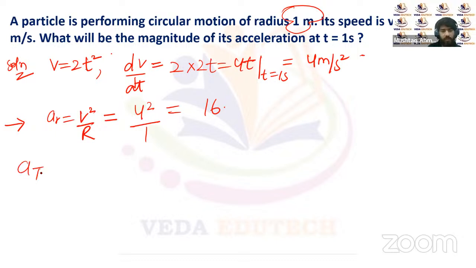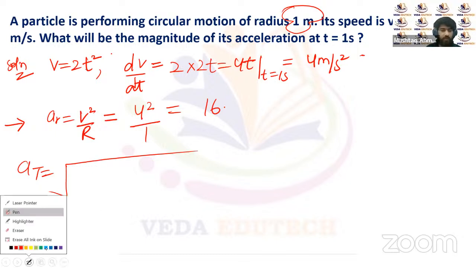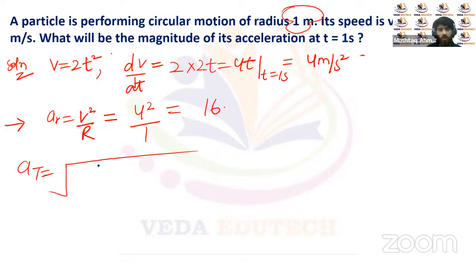The total acceleration here will be equal to under root of tangential acceleration square, that will be 4 square, plus the radial square, that will be 16 square. So this will be the total acceleration for the particle, root of 4 square plus 16 square. This is how we can calculate the tangential or radial acceleration or the total acceleration for the particle.